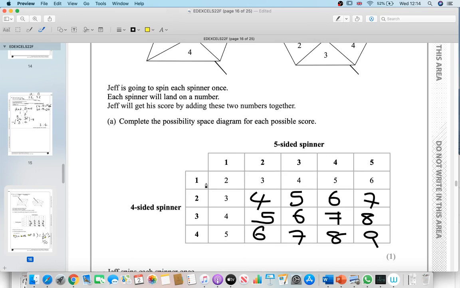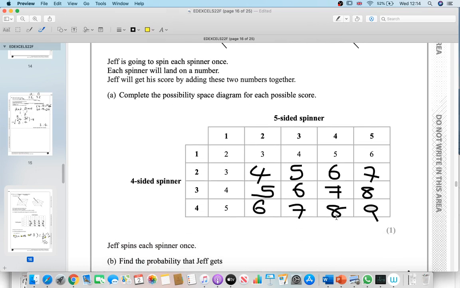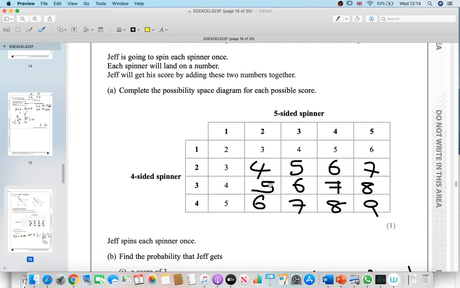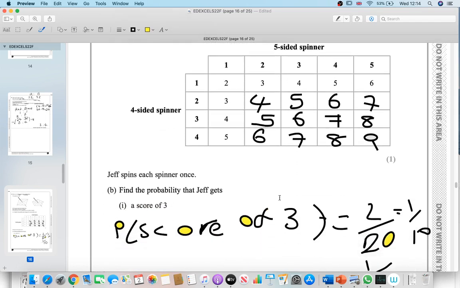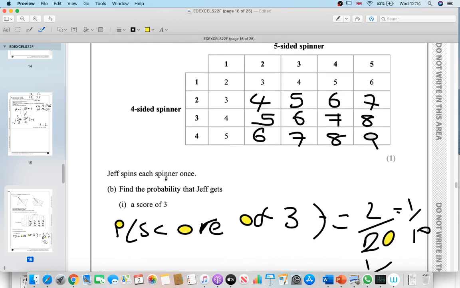What we've done here, guys, is just add the numbers. So 1 plus 1 is 2, 1 plus 2 is 3. Working this out, we get 4, 5, 6, 5, 6, 7, 8. 2 plus 4 is 6, 4 plus 3 is 7, 4 plus 4 is 8, 4 plus 5 is 9. I got these by adding the corresponding columns and rows together.